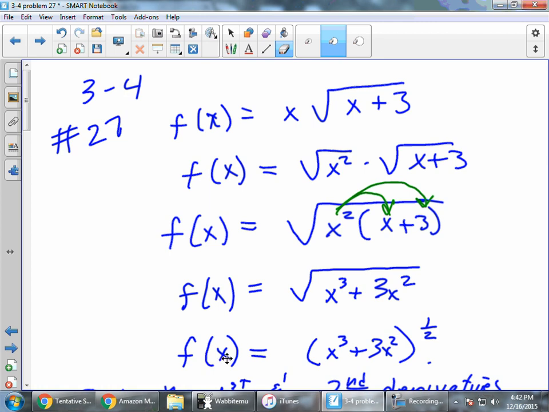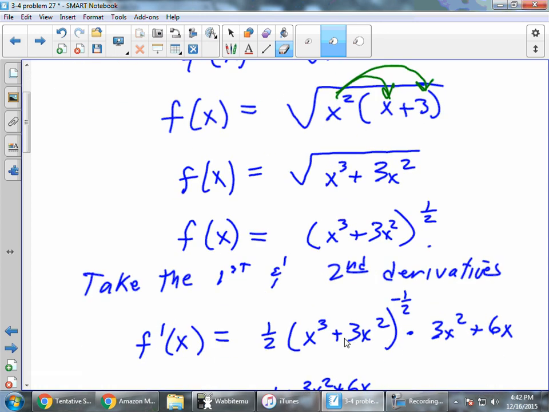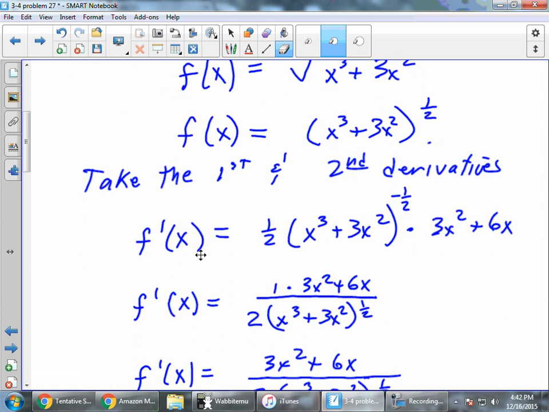So here we have f of x equals x squared. This x becomes an x squared when you put it under the radical. You can distribute it to the quantity x plus 3, giving us the square root of x cubed plus 3x squared, or x cubed plus 3x squared to the 1/2. Putting it in this form makes it a lot easier to take the derivative of, because then it's just a simple chain rule. So, we want to take the first derivative.